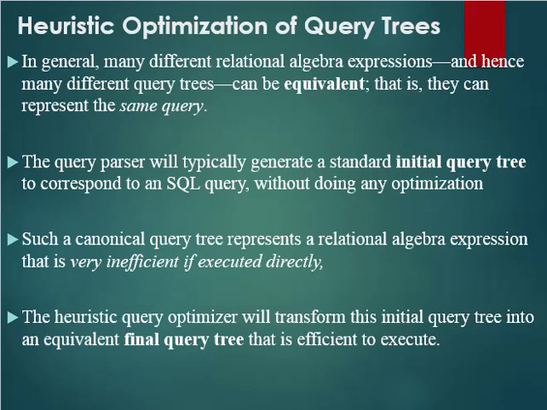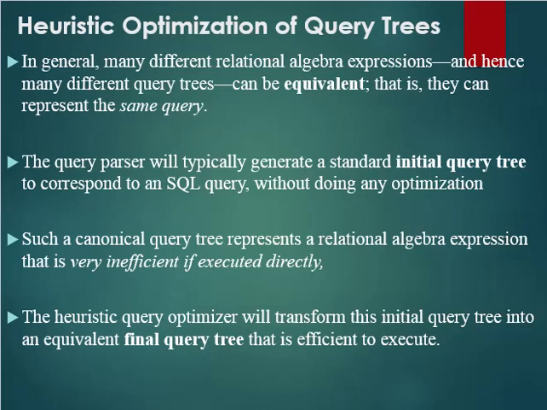Heuristic optimization of the query tree. In general, there are many different relational algebra expressions, and hence there can be different relational algebra execution plans. So we know that we can write different relational algebraic expressions for the same question. Like that, we can create different query trees for the same question.